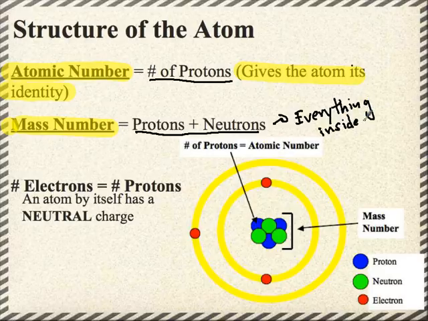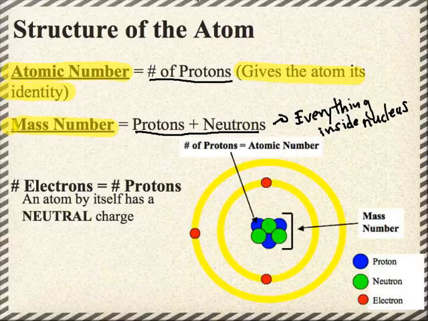All right, so if I counted all the stuff inside the nucleus, for example, in this one right here, and I know this is boron, if I count, I got 1, 2, 3, 4, 5, and 6. So I know that my mass number is 6, because I have 6 things inside the nucleus.